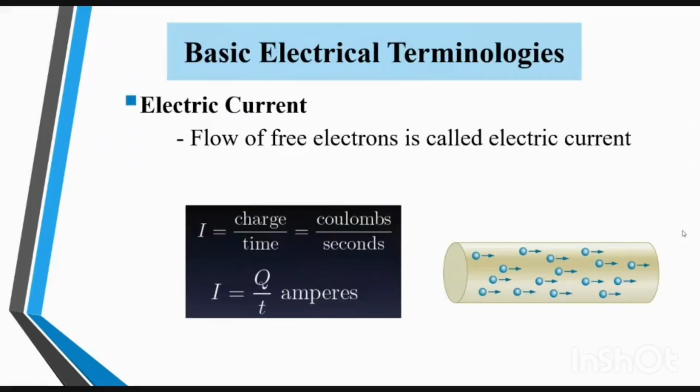Basic electrical terminologies. First one, electric current. The electric current is a flow of free electrons. That is, the current I equals charge divided by time, that is equal to Q by T. The unit is coulombs per second or ampere.